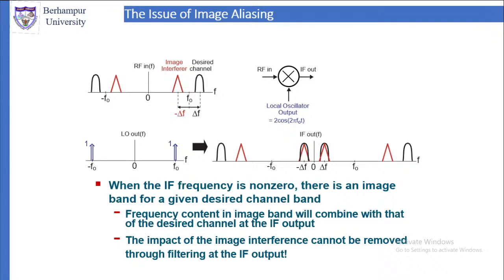Now since they have overlapped, if you use a filter, you cannot remove the image interferer from the desired channel. Why? Because they are over the same frequency. Since they are over the same frequency, the filter is filtering out frequency. So if you remove the image interferer over that frequency, the desired channel is also there, so the desired channel also will be removed. So we cannot use a filter to remove the image interferer. So there will be image aliasing.